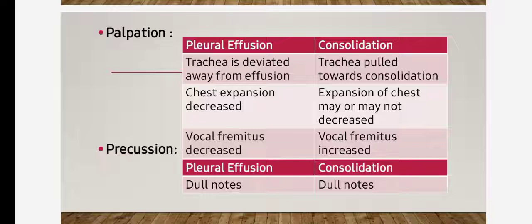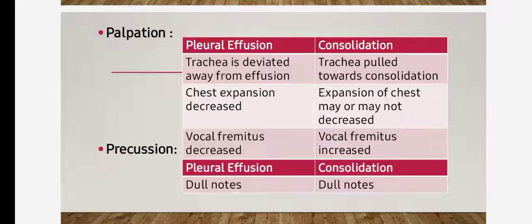Vocal fremitus would be decreased in case of pleural effusion while it will be increased in case of consolidation. It can be done by placing ulnar border of the hand in intercostal spaces.